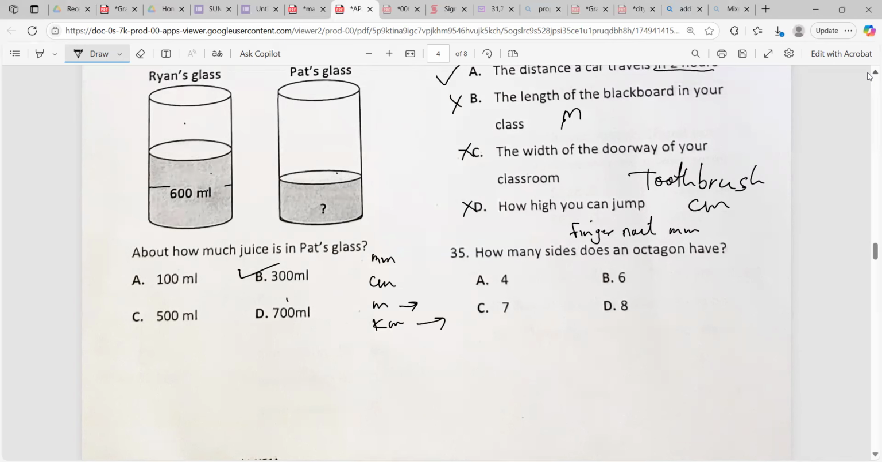I think everyone should know this one. How many sides does an octagon have? So we are at number 35. Number 35.